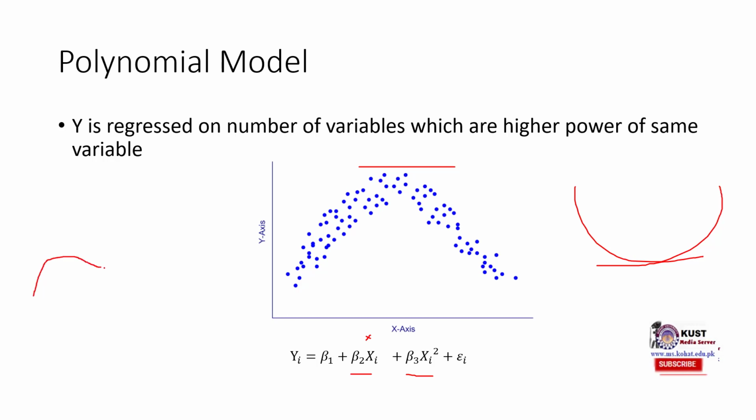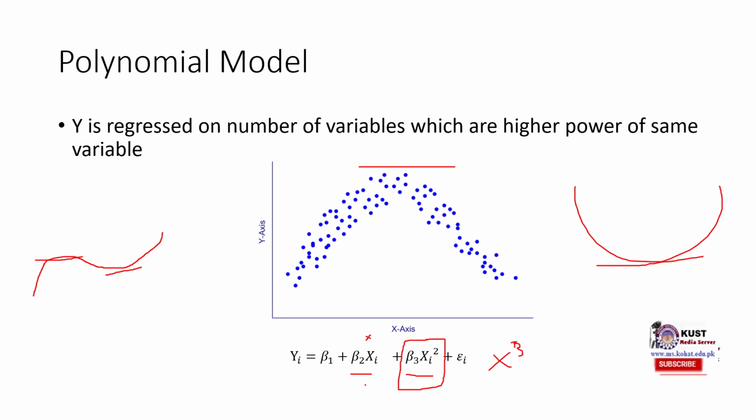We can have multiple peaks and troughs. So this kind of model where we have a peak and then a trough would have a cubic form. So we would have three independent variables: x, x square and x cube. So if this is how our data looks, then we need to use the polynomial model. We need to use a quadratic term.